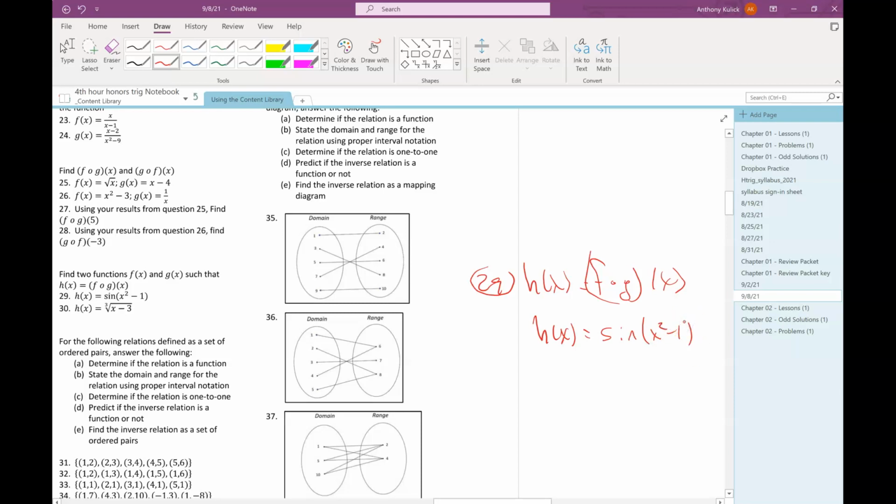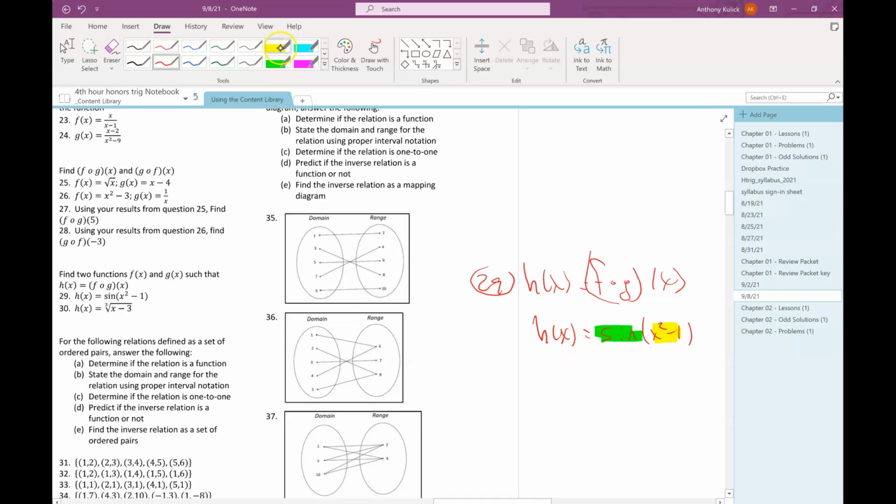So there's a couple of different answers you could probably give here. In general, the idea for something like this is I want to look for an inner part to my function and an outer part for my function, because when I'm doing a composition, I'm plugging one into the other. So the natural inside part would be x squared, and the natural outer part would be the sine of x.